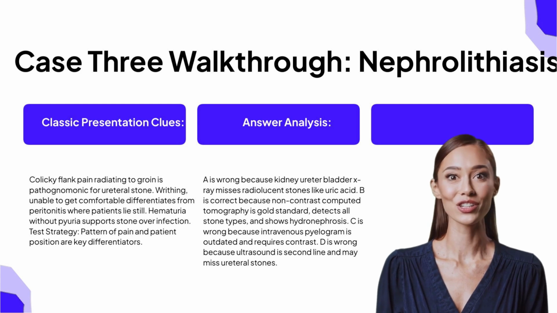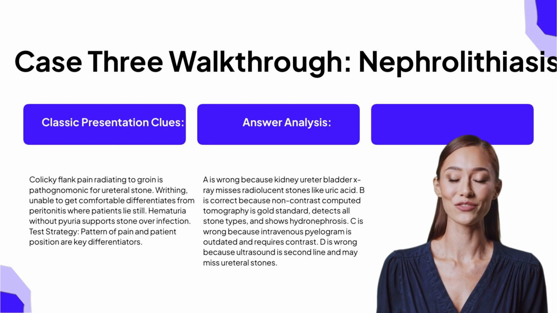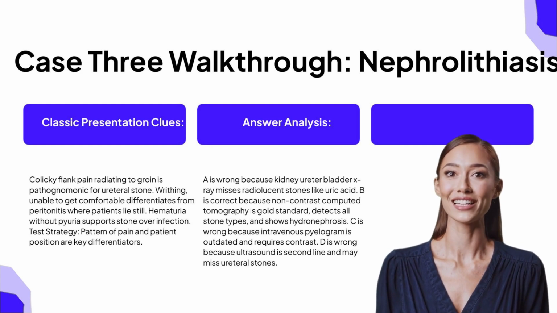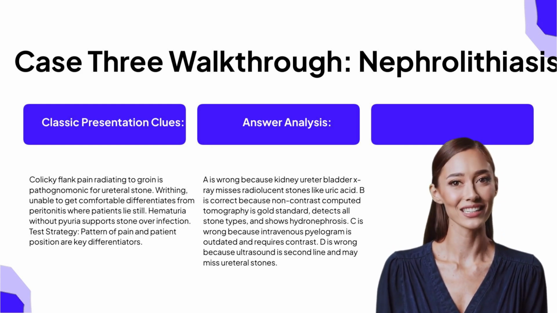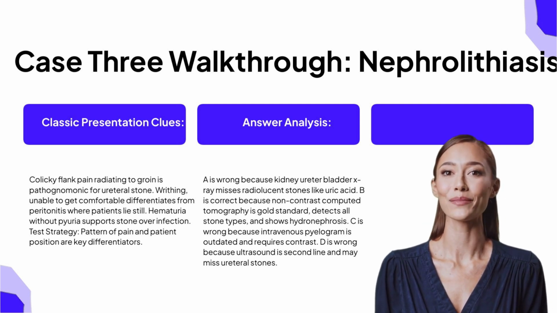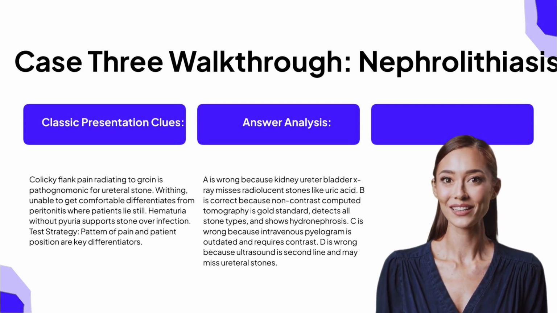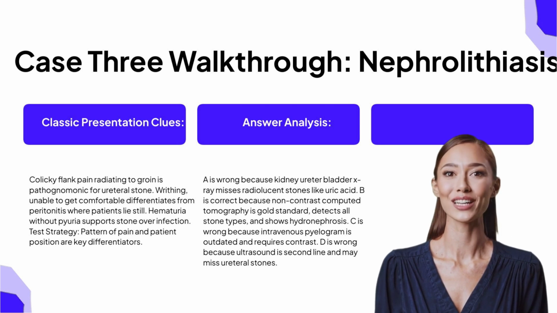Classic presentation clues. Colicky flank pain radiating to the groin is pathognomonic for a ureteral stone. The fact that he's writhing and can't get comfortable is a key differentiator. Peritonitis patients lie perfectly still. Hematuria without pyuria supports stone over infection. Test strategy. Pain pattern and patient position are key differentiators.